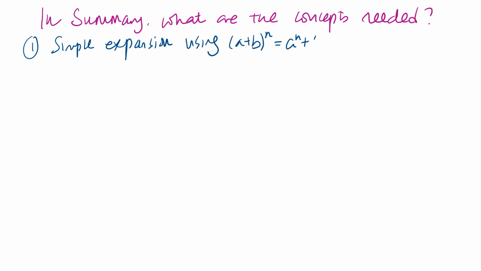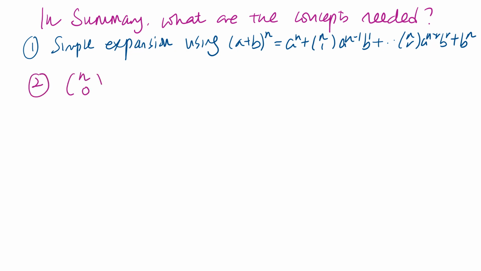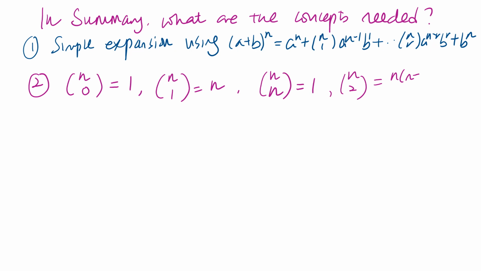Right, so let's look at a summary of the concepts needed in this chapter on binomial theorem. First of all, you need to know how to do simple expansion using the binomial theorem. That's very basic. Number 2, these are some of the things you need to know: n choose 0 means 1, n choose 1 means n, n choose n means 1, n choose 2 means n bracket n minus 1 over 2 times 1. n choose 3 means n followed by n minus 1 followed by n minus 2 over 3 times 2 times 1. It's actually quite easy to remember.